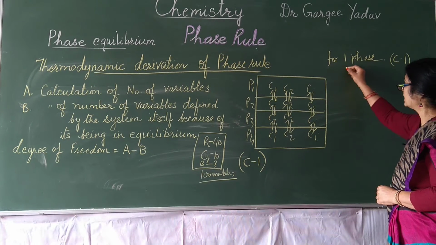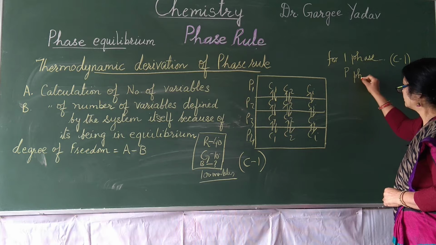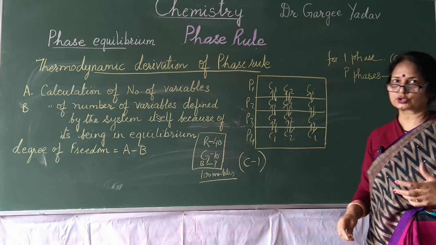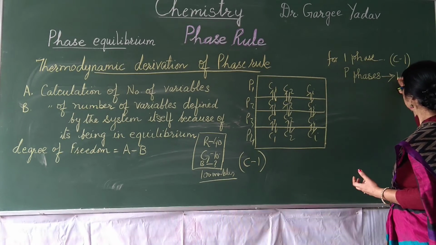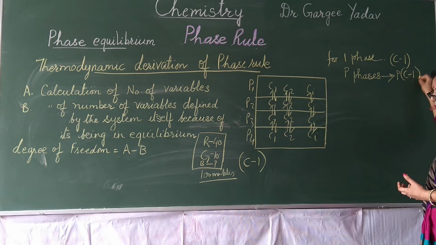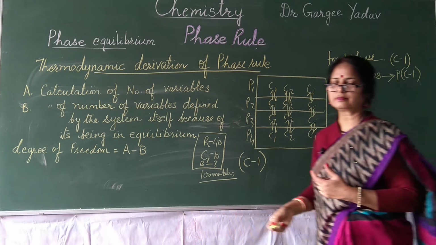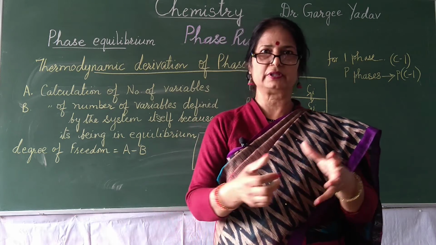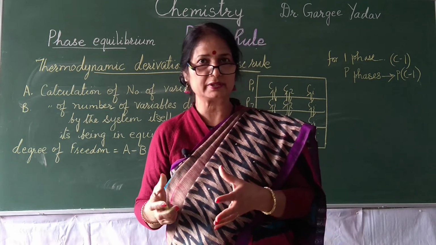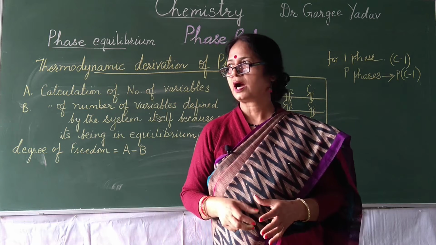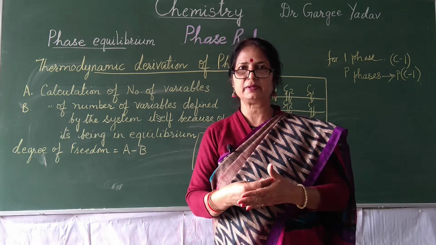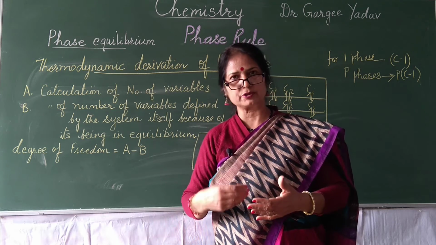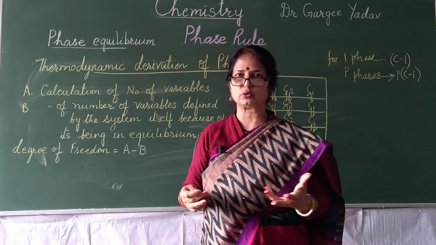So suppose there are P phases. Suppose in a system we are having P phases, then how many concentration terms should we know? It should be P into C minus 1. A simple maths involved here, P into C minus 1. And now, as we all know, along with the composition, the other two variables which must be known to us are the pressure variable and the temperature variable. Pressure, temperature and composition, these are the three variables which must be known to us.